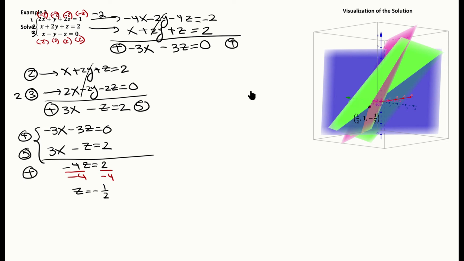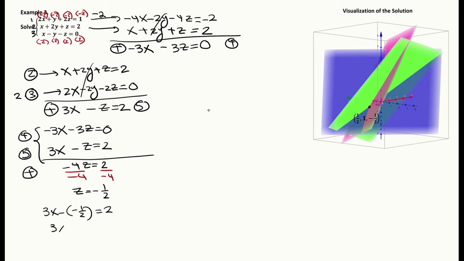We're just going to take that, plug it into one of these two equations, and get the value of x. I'll just go with the second equation, number 5. So we have 3x minus negative 1/2, or plus 1/2, I mean, equals 2.